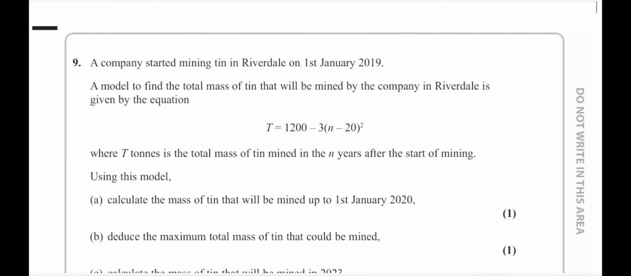Question 9. A company started mining tin in Riverdale on 1st January 2019. A model to find the total mass of tin that will be mined by the company in Riverdale is given by the equation T equals 1200 minus 3 bracket n minus 20 whole square, where T tons is the total mass of tin mined in n years after the start of mining. Using this model, calculate the mass of tin that will be mined up to 1st January 2020.